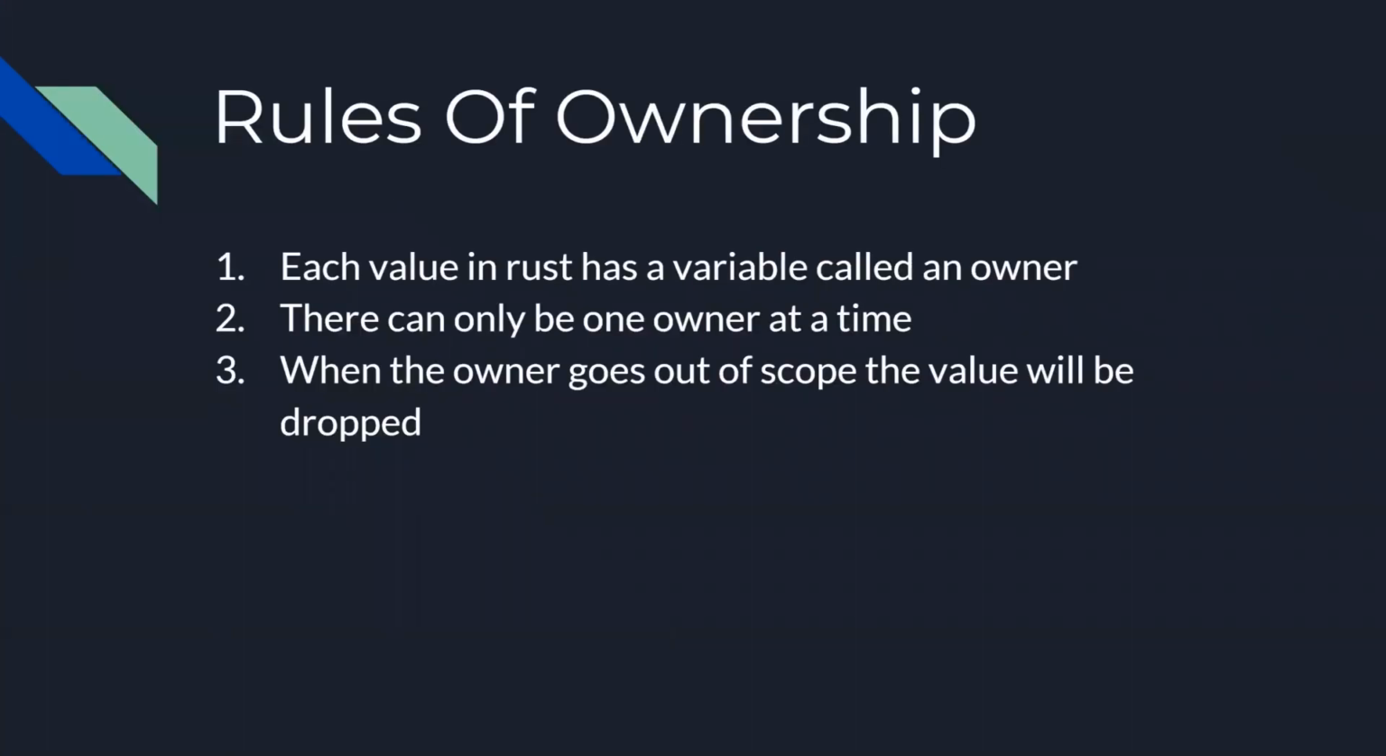There are three primary rules of ownership in Rust. One, each value in Rust has a variable called an owner. Two, there can only be one owner at a time. And three, when the owner goes out of scope, the value will be dropped. Rust has both types and literals, and ownership differs slightly for both.